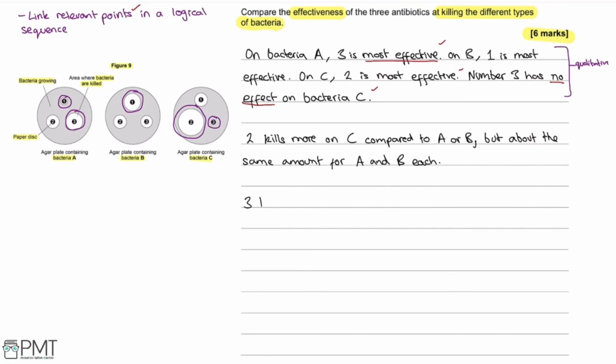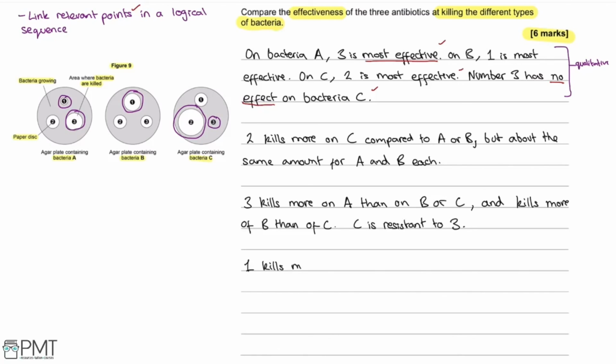Then if you go on to talk about number 3, you can follow the same kind of structure with your explanations. So 3 kills more on A than on B or C, that's its biggest white circle on bacteria A, and it kills more of B than it does of C, because if you look at the second one along the agar plate containing bacteria B, you can see that the circle for 3 is there, whereas on bacteria C there's no white circle at all because it doesn't work. So you can say that C is resistant to 3.